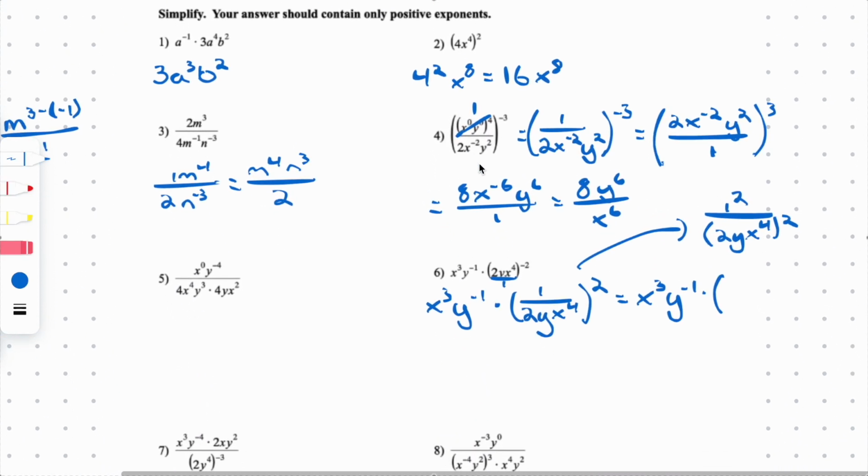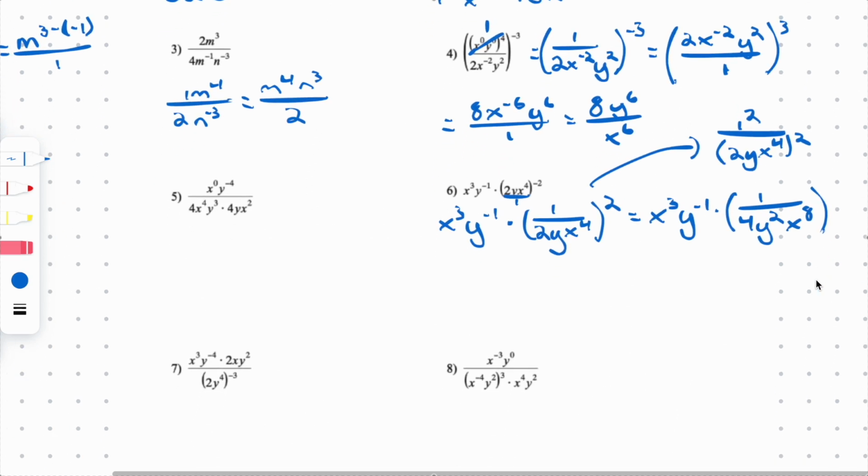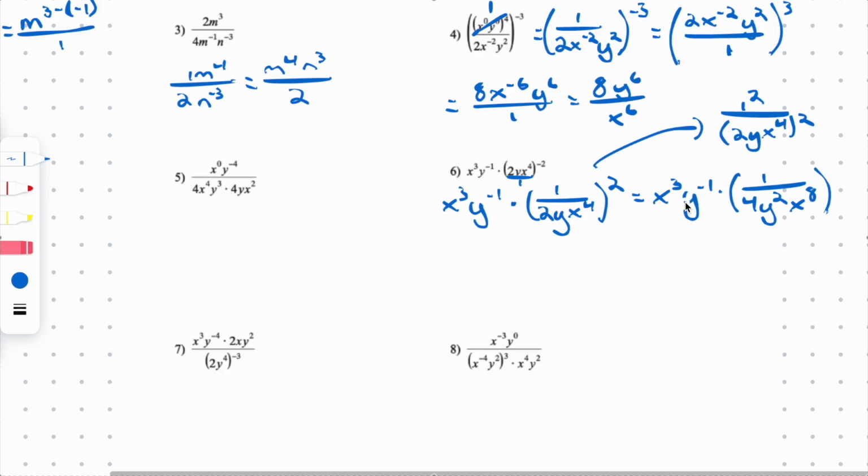So what we're going to do from here, we have to distribute this square to both terms. So we're going to have 1 over 2 to the second power is just 4, y to the second power is just y squared, x to the 4th power is just x to the 8th. Okay, great. And here, I'm actually just going to rewrite y to the negative 1st power as 1 over y, since y to the negative 1st is the same thing as 1 over y to the 1st.